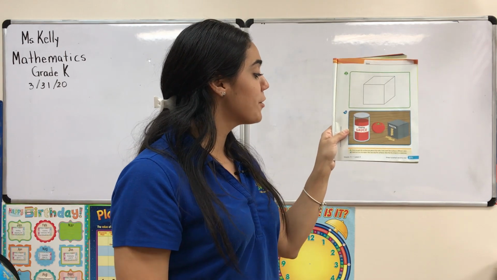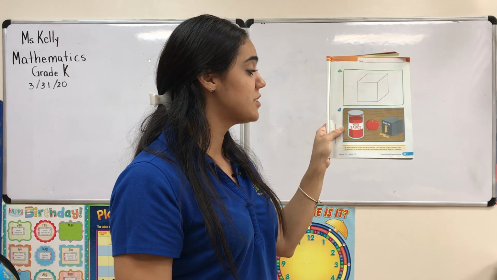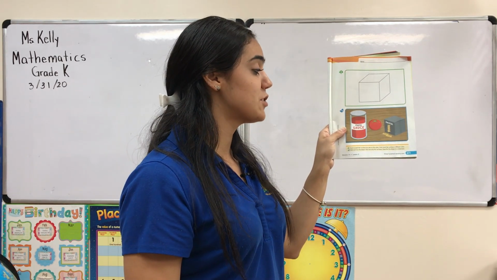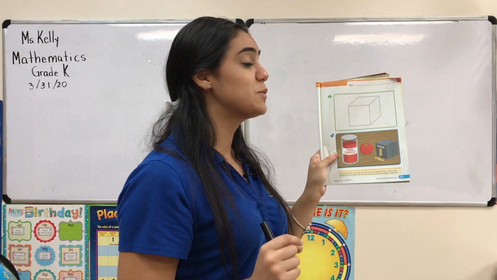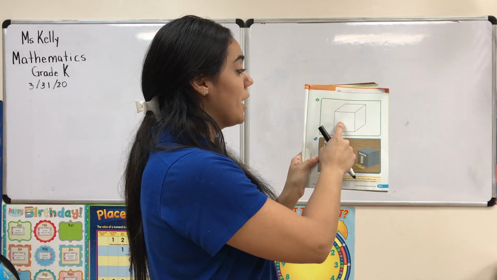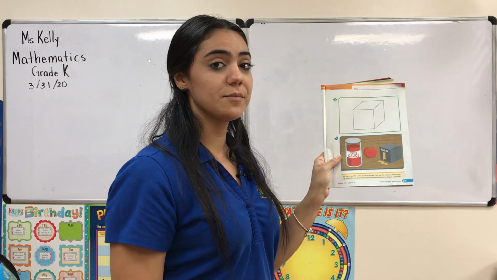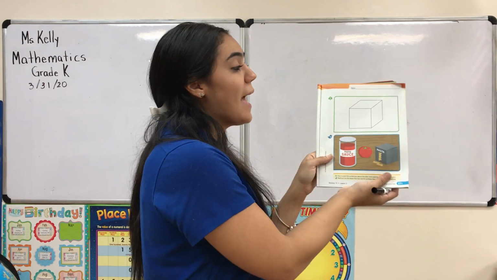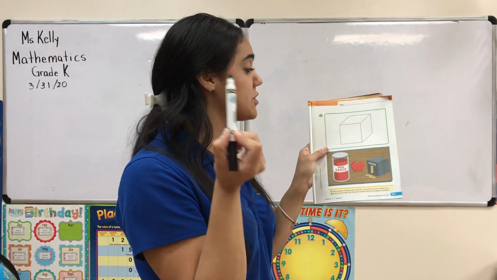Alrighty, now number 3 says, point to each flat surface that you see on the cube and color each flat surface a different color. So this is what you guys will do. Grab 3 different colors. And go ahead with your first color.